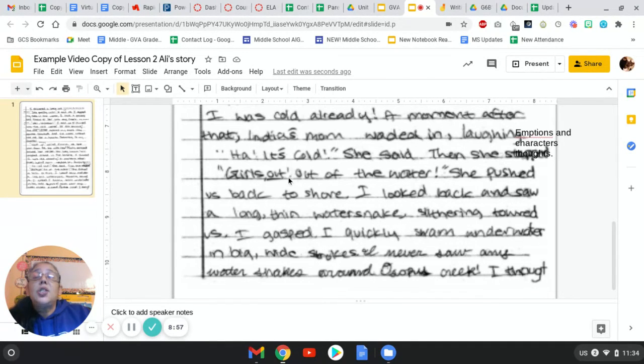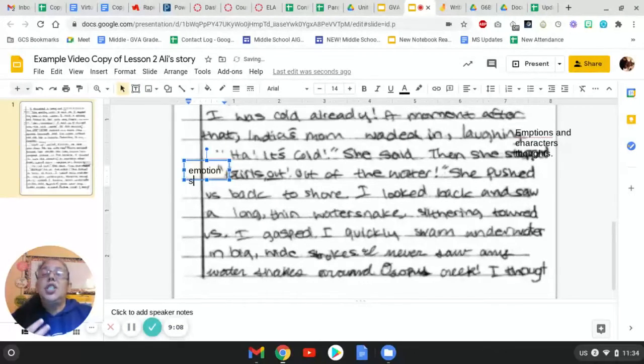Notice the exclamation marks. Lots of emotion, right? So we can come in here and say lots of emotions. She means it. She's yelling. She has exclamation points.